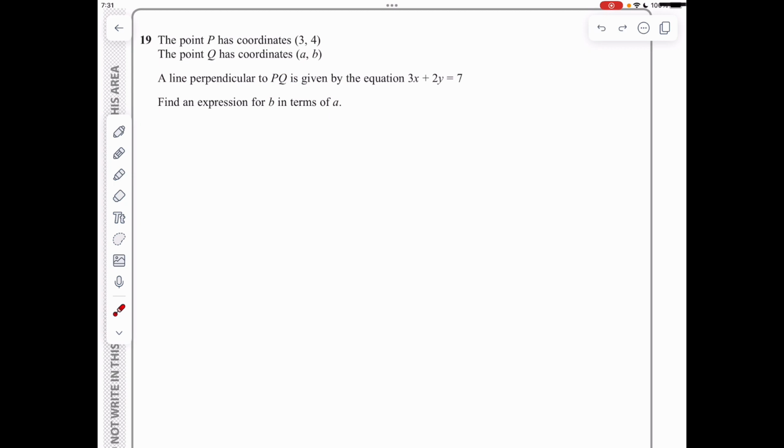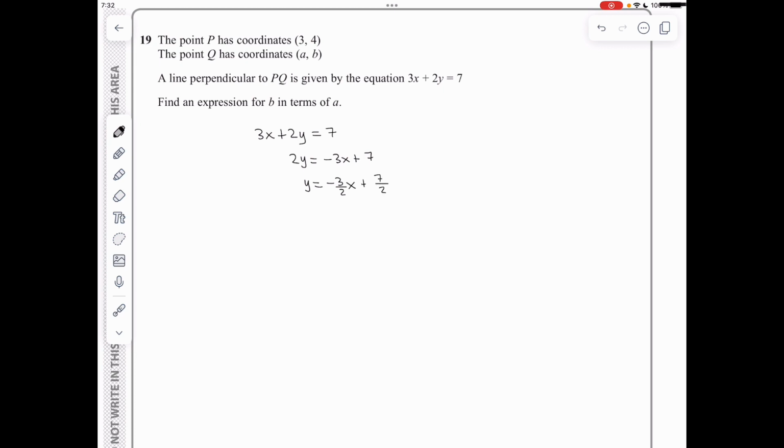In 19, we've got the point P with coordinates (3, 4), and the point Q with coordinates (A, B). A line perpendicular to PQ is given by this equation here, and we need to find an expression for B in terms of A. So I will start with the equation of the straight line I was given, 3x plus 2y is equal to 7. I would like to find the gradient of this line, and I will do this by making y the subject. So 2y is minus 3x plus 7. I will be dividing throughout by 2, leading to y is minus 3 over 2 x plus 7 over 2.